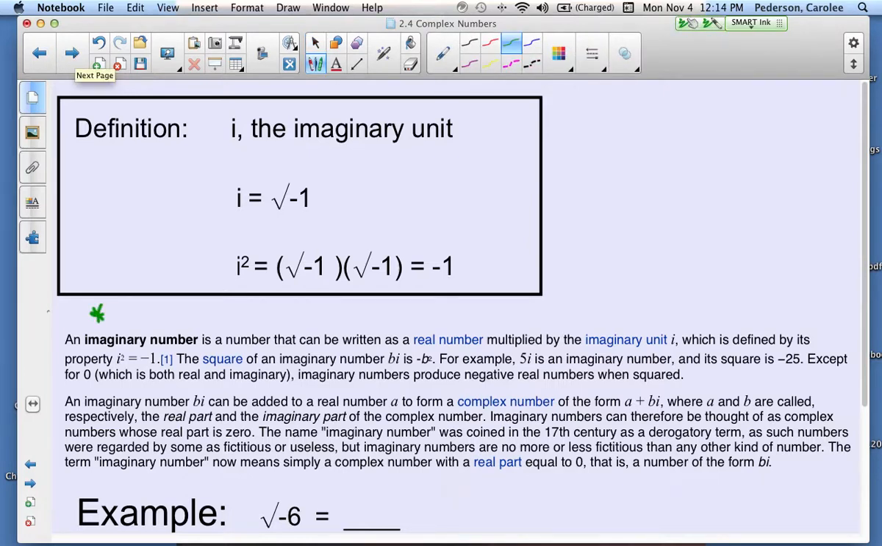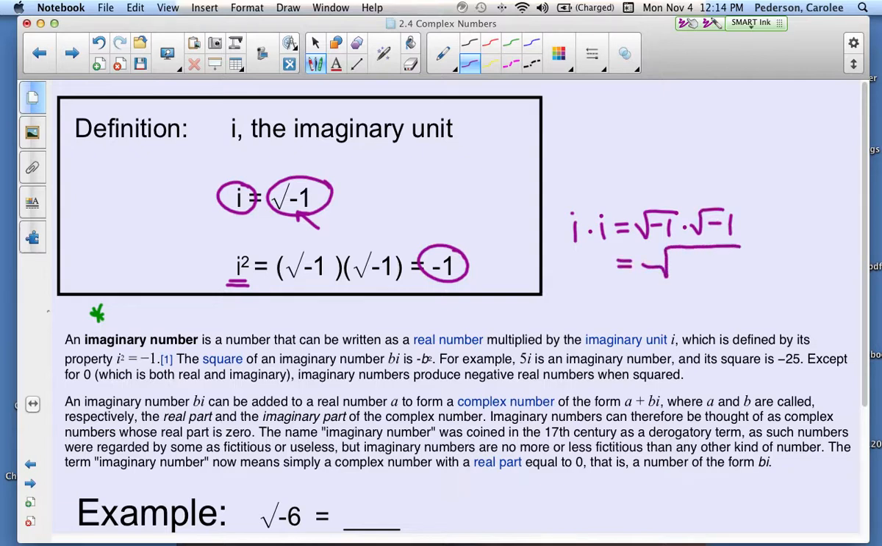But make sure you know that the square root of -1 causes a problem when you have a negative, so you replace that with an i. If you have an i squared, it's replaced with -1. The reason why is i times i equals the square root of -1 times the square root of -1. If I combine those together, I get the square root of -1 squared, which is -1.